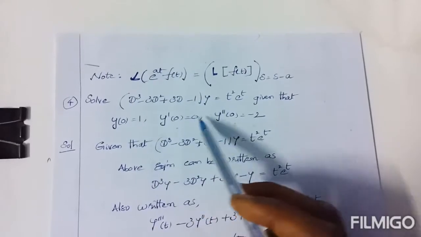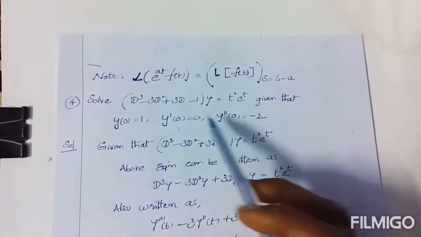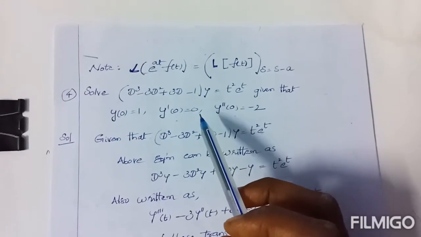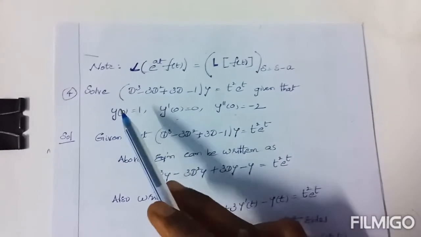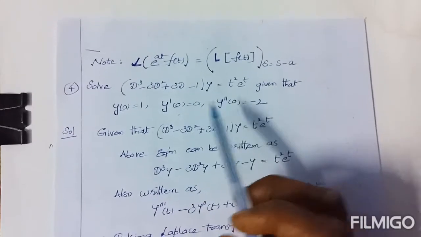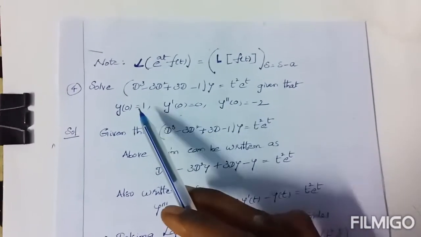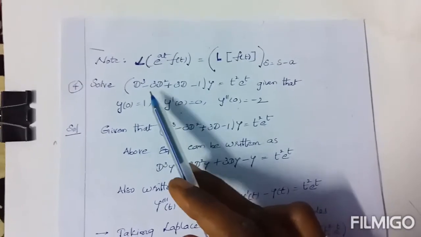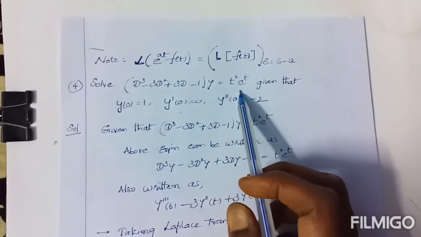So these 3 are called initial conditions. 0 is called the starting number, and the starting number is nothing but the initial number. So these 3 conditions are called initial conditions. Using these 3 conditions and a Laplace transform, you can find the solution of the given differential equation.